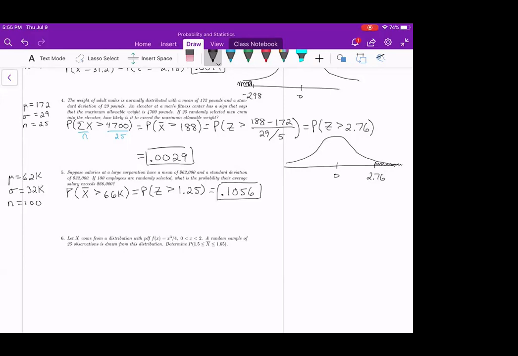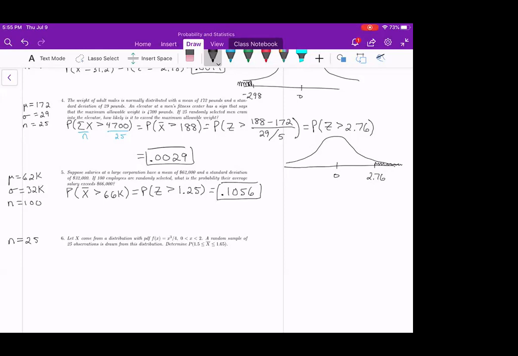All right, so let's take a look at problem 6 here. It says, let x come from a distribution with PDF f of x equals x cubed over 4, where x has the support from 0 to 2. So x is not normally distributed, which is different from all the previous problems we've done. A random sample of 25 observations, so here's our n, is drawn from this distribution. We want to determine the probability that the mean is between 1.5 and 1.65.